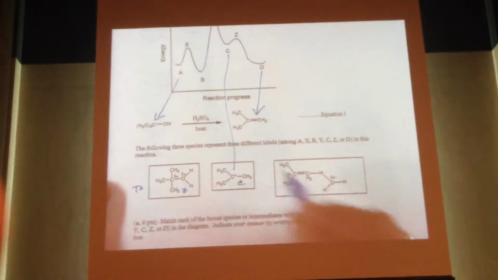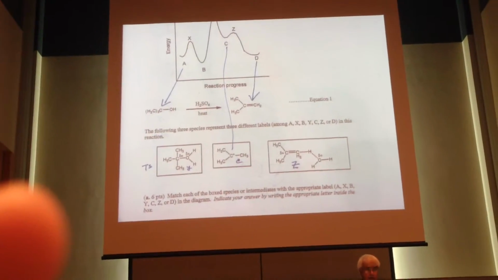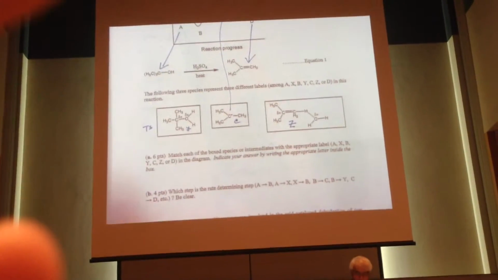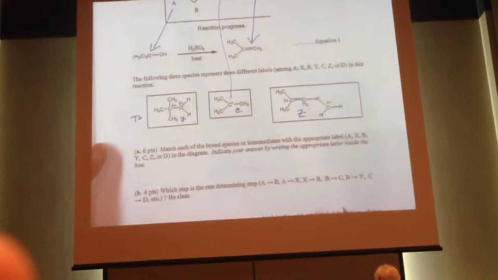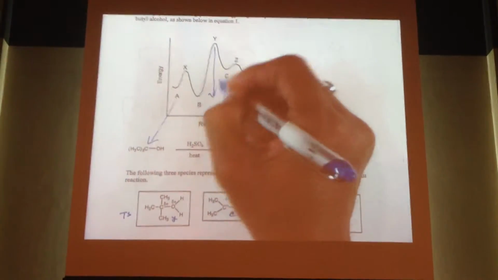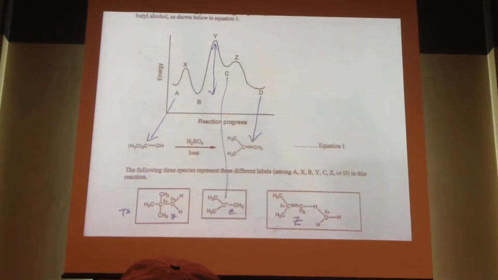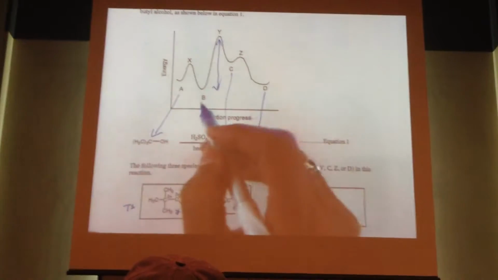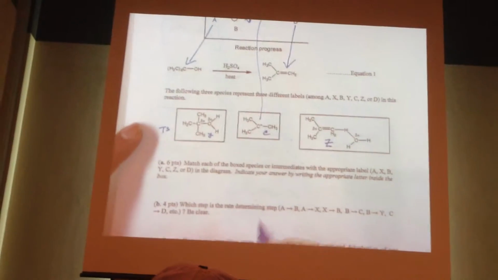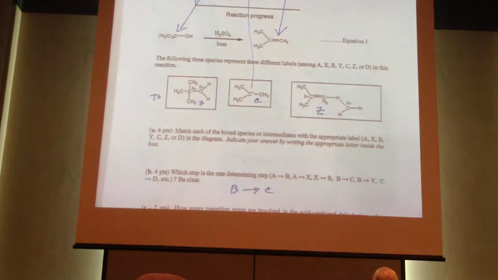Therefore this would be the other transition state. Okay, so you need to match them, and which state is rate determining? Obviously, this is the highest energy demand and slowest, and therefore that is the rate determining state, and it's going from B to C. That is the rate determining state.